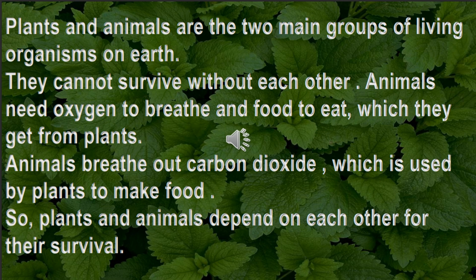We know that plants and animals are the two main groups of living organisms on earth. They cannot survive without each other. Animals need oxygen to breathe and food to eat, which they get from plants. Animals breathe out carbon dioxide, which is used by plants to make food. So plants and animals depend on each other for their survival.